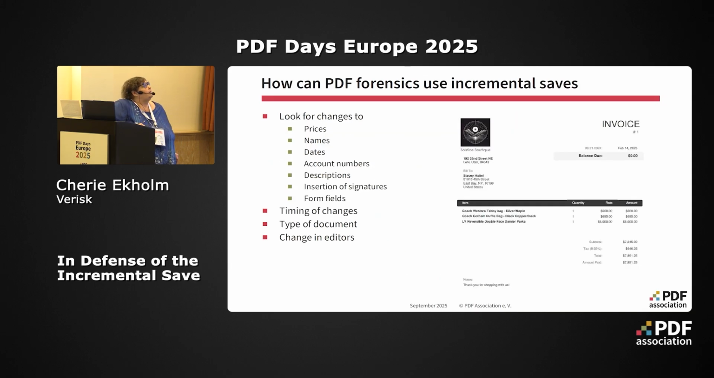So, how can PDF Forensics use incremental saves? Basically what we do is we run the file through our tools, we get all of the various generations of the document rendered back to us, and then we can find where the changes are. And what we look for in my particular vertical is prices, names, dates, account numbers, descriptions, insertion of signatures, form fields, timing of changes, types of documents, changes in editors.